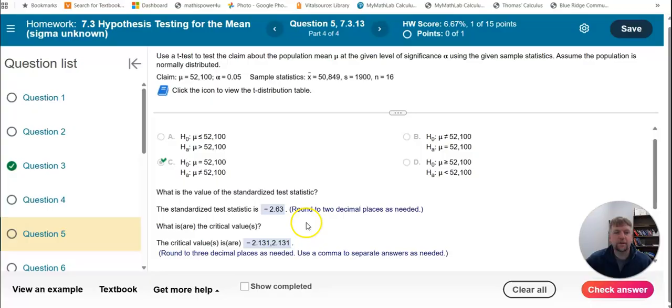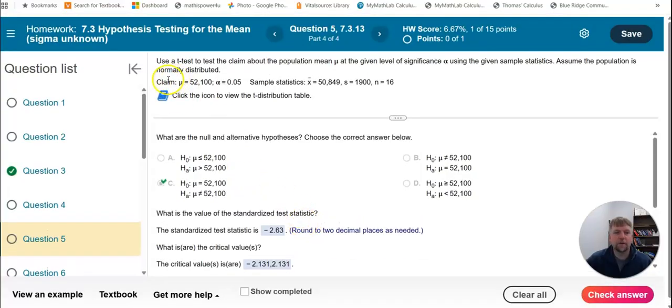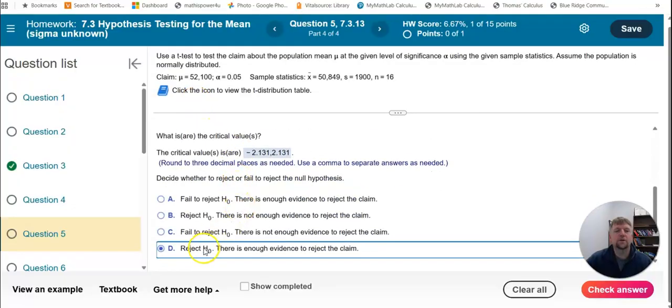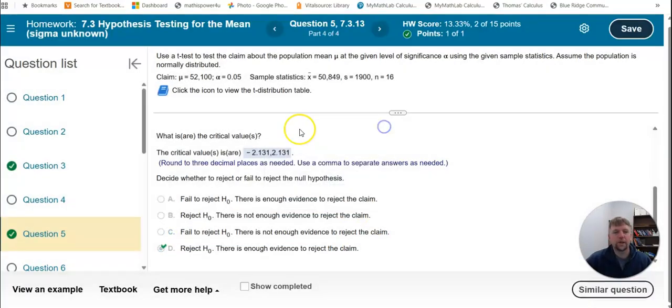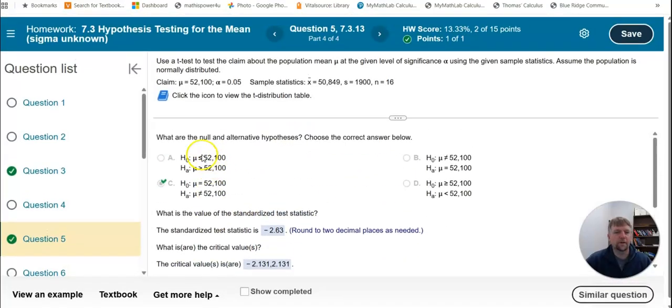Oh, we got to be careful. You got to be careful with what's the claim. So the claim is equality. So the claim is the null hypothesis. So we are rejecting the null. There's enough evidence to reject the null. Okay, so be careful with that. Make sure you're reading what the claim is up here in your setup, right? So that was where the claim was. So we're rejecting the null, so we're rejecting the actual claim here.